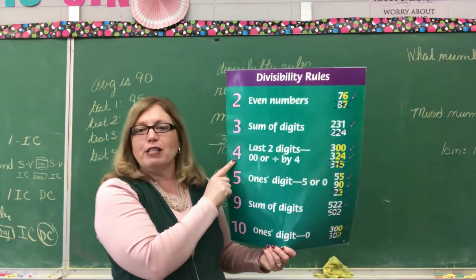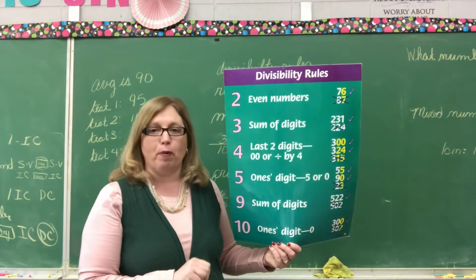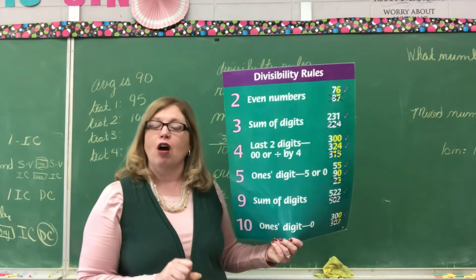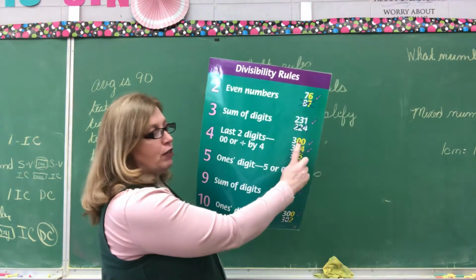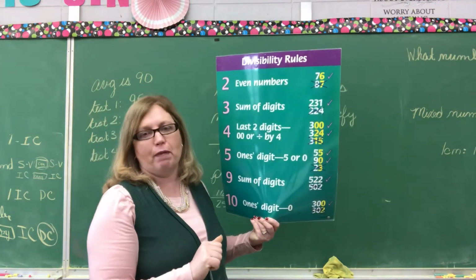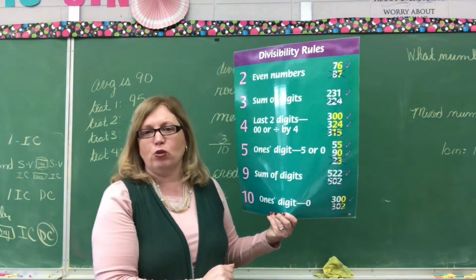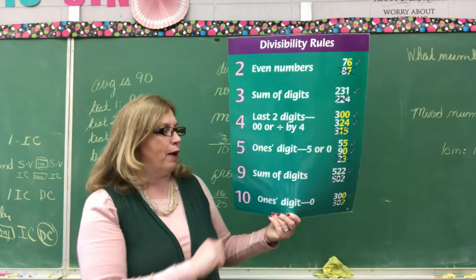A number is divisible by 4 if the last 2 digits are both zeros, or if the last 2 digits are divisible by 4. Okay, so you're going to look at the last 2 digits. If they're both zeros, yes, you can divide it by 4. If the last 2 digits, in this case, 324, the last 2 digits are 24. Yes, it is divisible by 4.